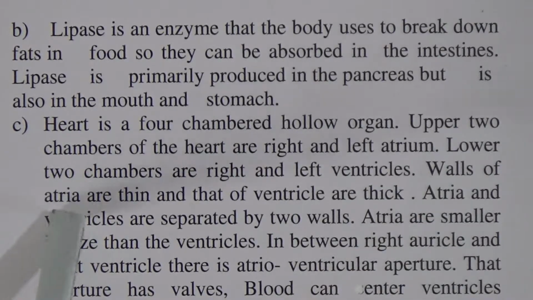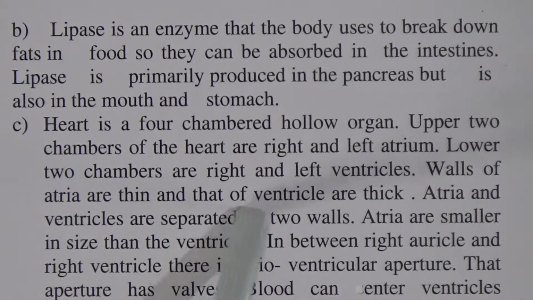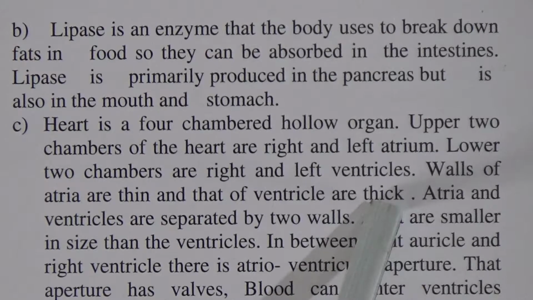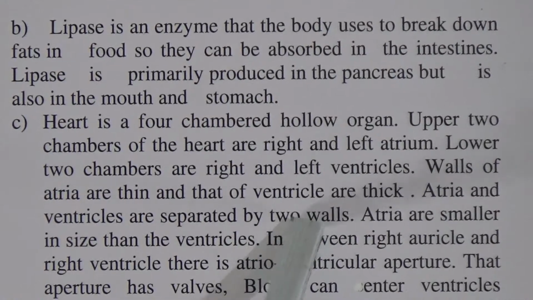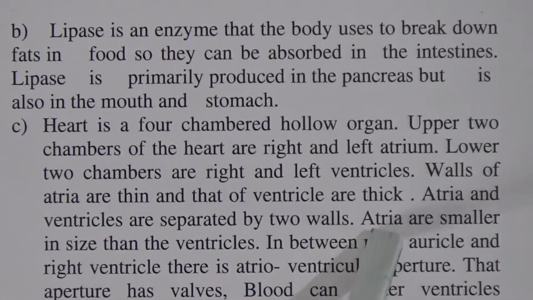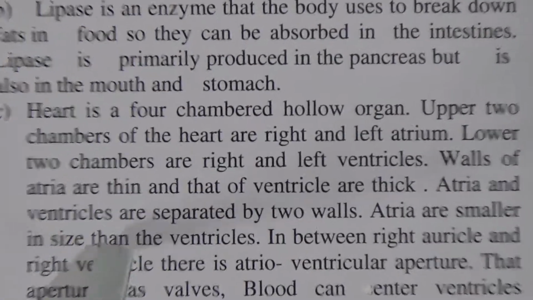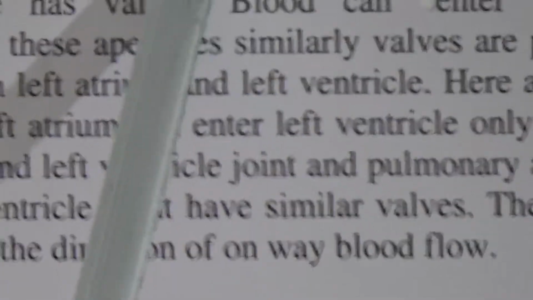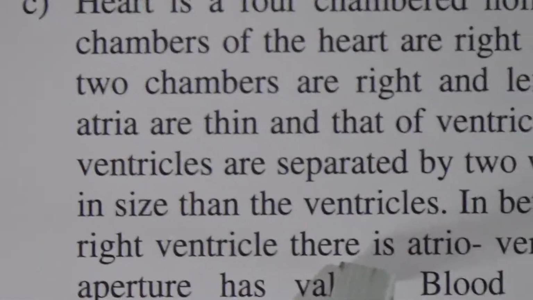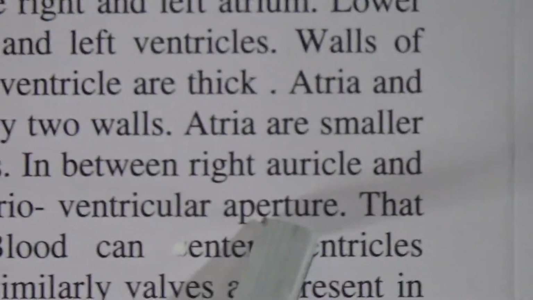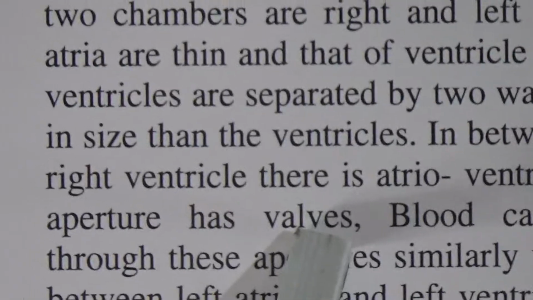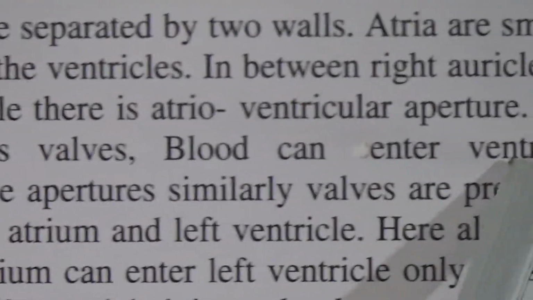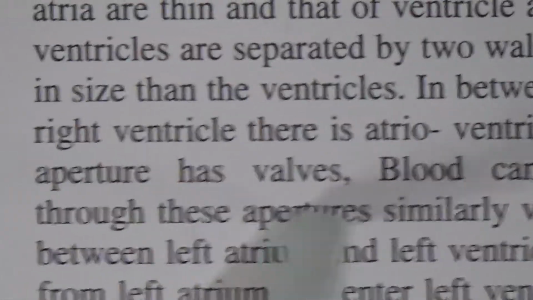Wall of atria are thin and that of ventricle are thick. Atria and ventricle are separated by 2 walls. Atria are smaller in size than the ventricle. In between right atrium and right ventricle there is an atrioventricular aperture. That aperture has valves. Blood can enter ventricles through these apertures.